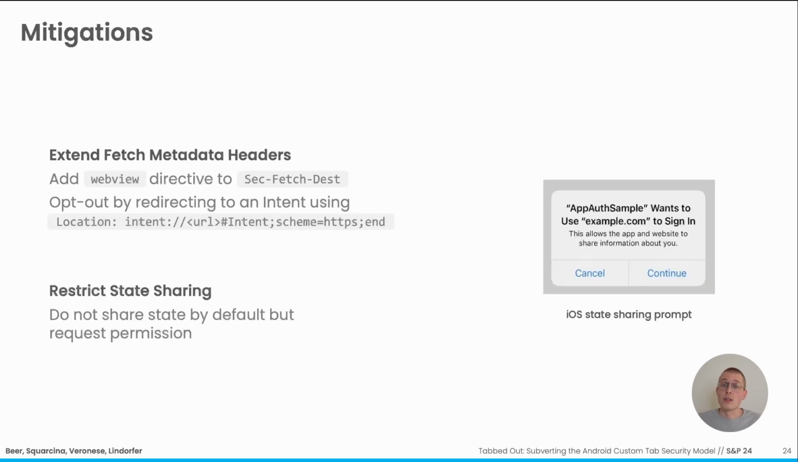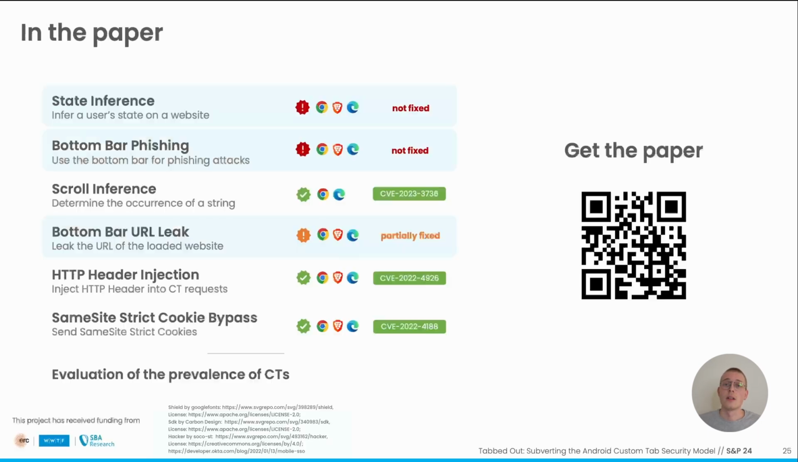Secondly, we could also restrict state sharing. We could change the model of custom tabs to, by default, not share state with the underlying browser, and only allow state sharing if the user grants permission to do so. So the application could ask the user for permission. And this could, for example, be used in single sign-on flows.